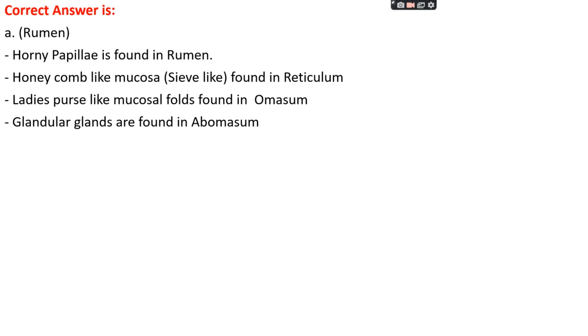then we find that rumen looks like a towel. A honeycomb-like mucosa, sieve-like, we find in case of reticulum. Ladies' purse-like mucosal folds are seen in case of omasum, and glandular glands are found in case of abomasum.